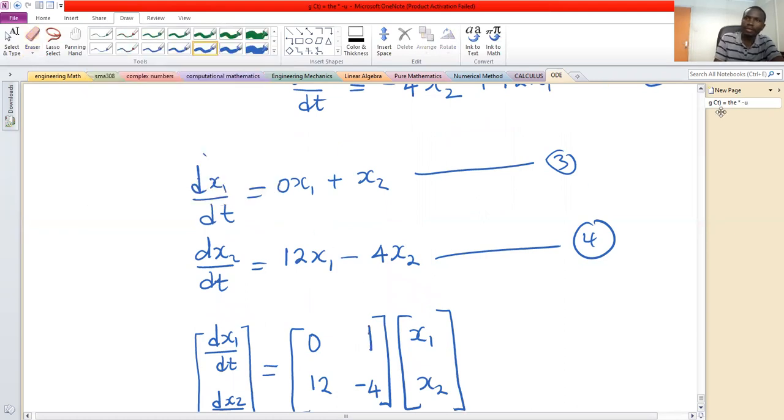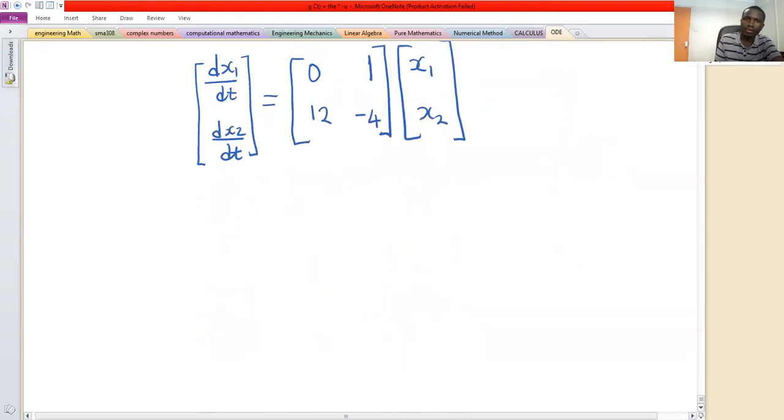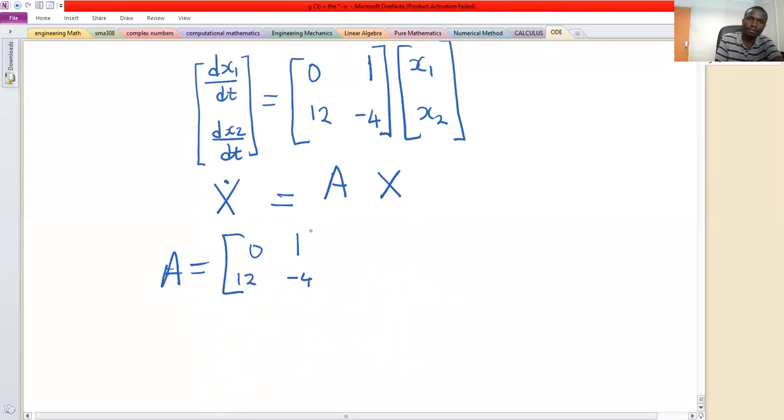So this equation we have written, this one is the x dot, and this is the same as A, and then this vector is x. Where our A is [0, 1; 12, -4].